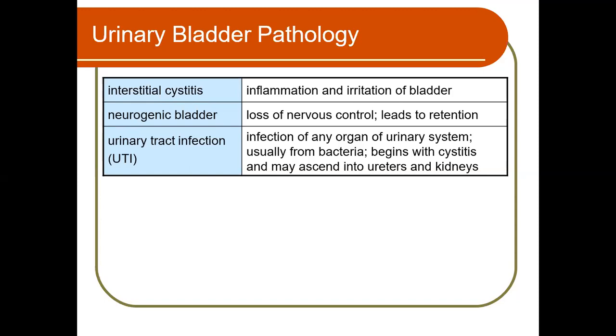Interstitial cystitis, inflammation and irritation of the bladder. Neurogenic bladder, loss of nervous control lead to retention. Urinary tract infection, which is also called UTI. It is the infection of any organ of urinary system, usually from bacteria. Begins with cystitis and may ascend into ureters and kidneys.